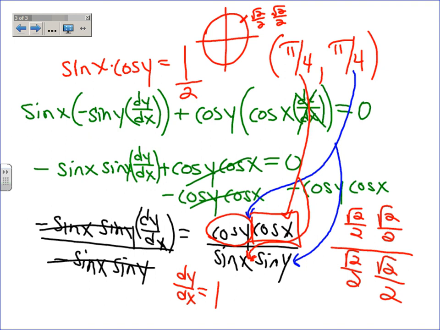No, because there was a negative on the sine as well. The negatives cancel. Nice.